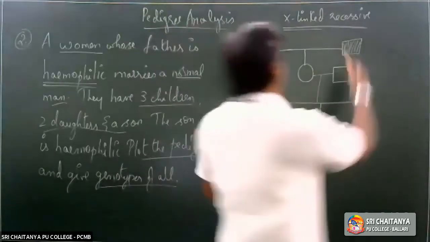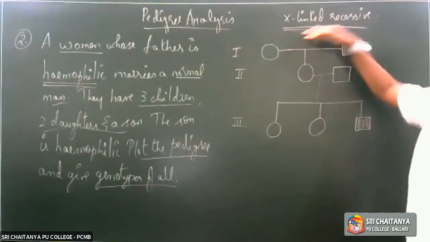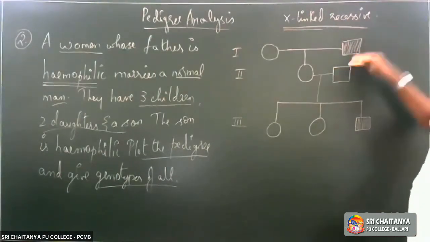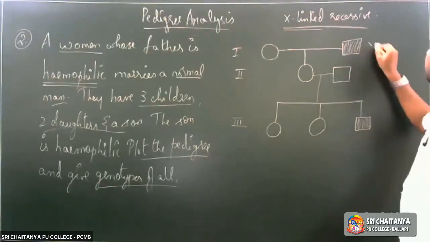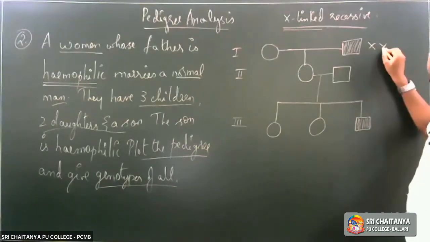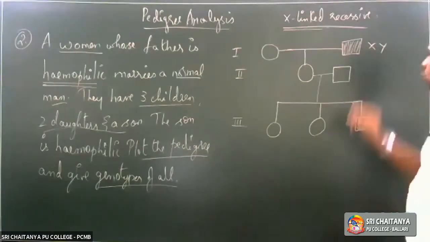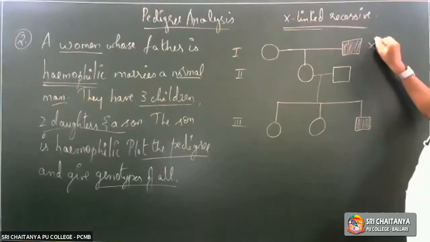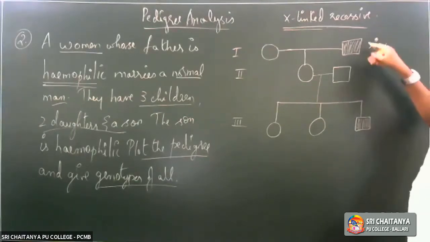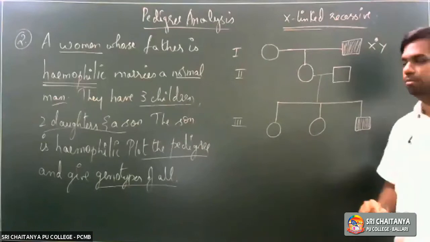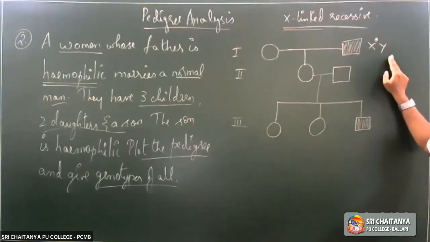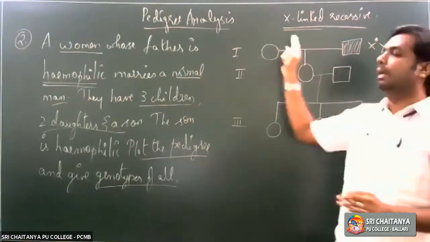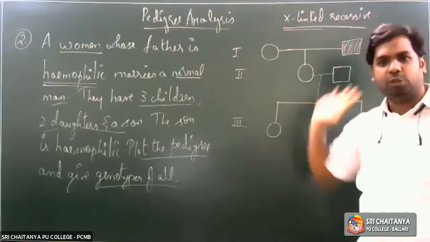Now we are sure that it is X-linked and recessive, so let us take it up. The male is affected in the first generation. So how do we denote male? Male has XY chromosomes, right? Since there is a mutation on the X chromosome, we usually indicate it by a dot, or we can also use the letter H here. So X dot Y, that's how we denote the genotype of the affected male individual in an X-linked recessive disorder.